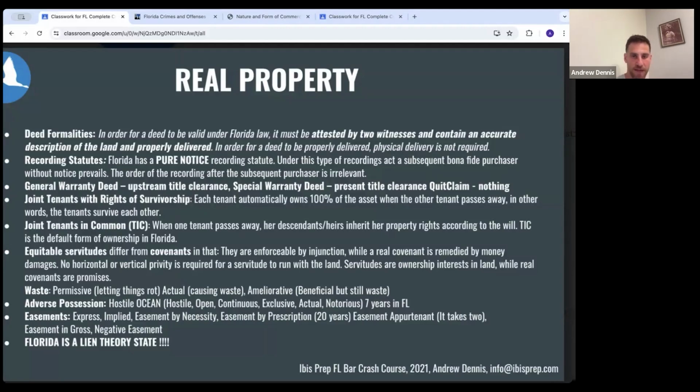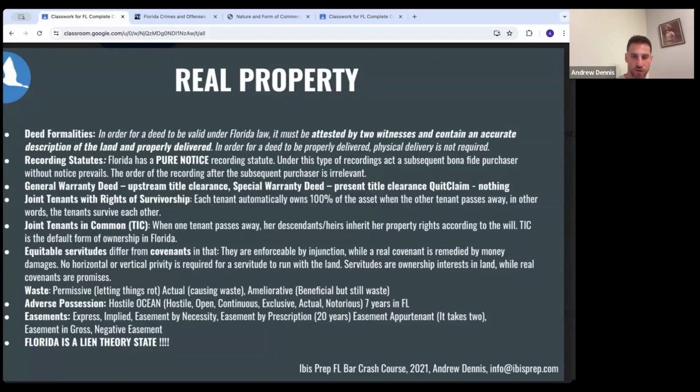Tenancy in common, when one tenant passes away, her descendants or heirs inherit her property according to the will. The tenancy in common is the default form of ownership in Florida. So it passes according to the will or via intestacy. It means the heirs will take instead of the other partner. Florida has abolished the need for a straw man to convert a tenancy into a tenancy by the entirety, which is basically just a JTROS plus marriage. The 4 unities of a JTROS are time, title, interest, and possession.